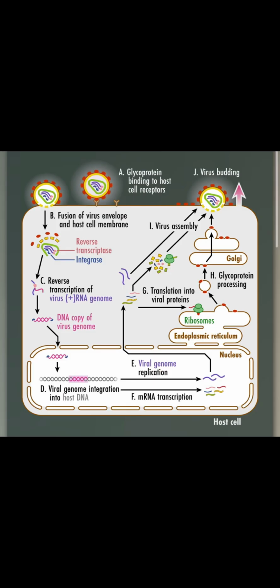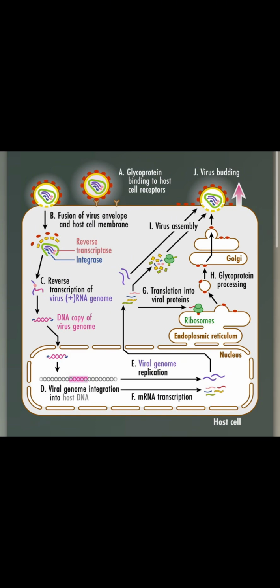In part A of this diagram, we witness the HIV virus and its glycoproteins bind to the receptors on the host cell surface. In part B, we witness it trigger the cell membrane to fuse with the virus's envelope, releasing the virus's positive RNA genome and viral proteins, including the reverse transcriptase and integrase, into the cell's cytosol.